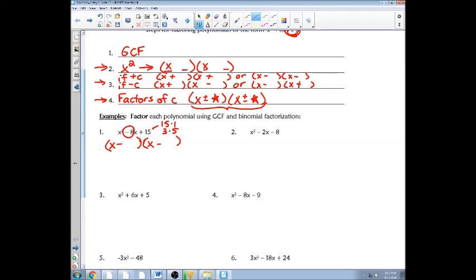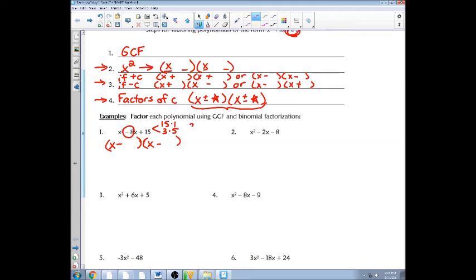Can any combination of 15 and 1 ever add to negative 8? No, it can't. I can't have negative 15 plus 1 and have it be negative 8. I can't have negative 15 minus 1 be negative 8. I can't have negative 15 or positive 15 plus 1 be negative 8, or positive 15 minus 1 be negative 8, right? What about 3 and 5, though? Is there a way that I could make 3 and 5 add to negative 8?